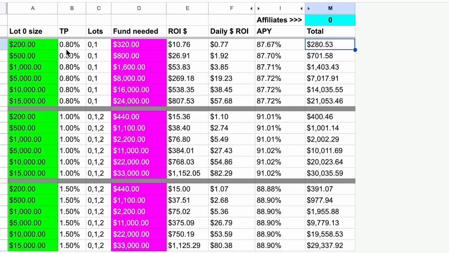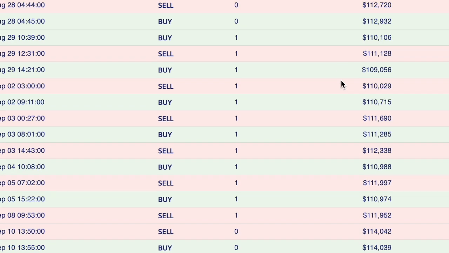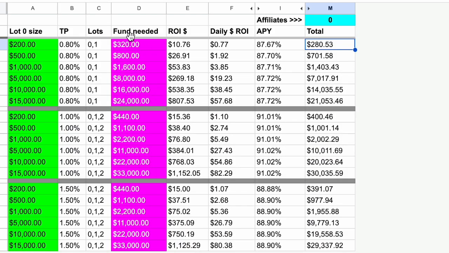So the very first lot was $200. Now, the take profit trigger was 0.8%, which you can see there. And then here it shows the amount of lots that it used. So it was lot 0 and lot 1, and we can see that if we come down in this column. Then in this column is the funds needed. Because it did 2 lots, the first lot used 100% of the $200, the second lot only used 60% of the $200. So in total, this robot would have needed to have in reserve, so that it could carry on trading, $320.